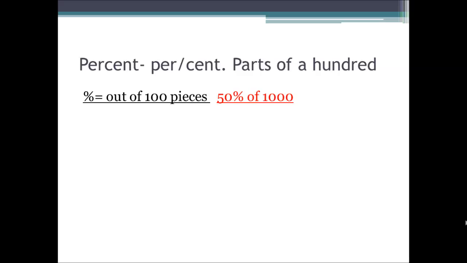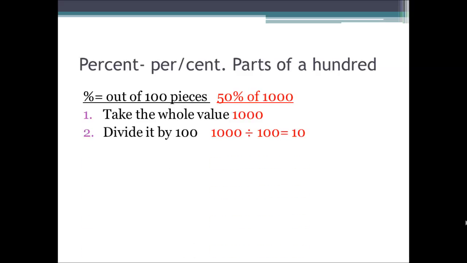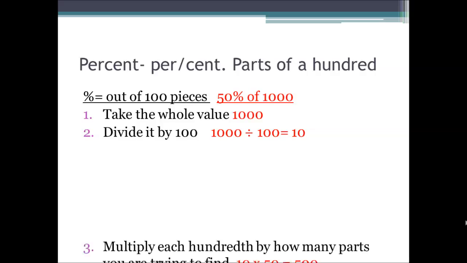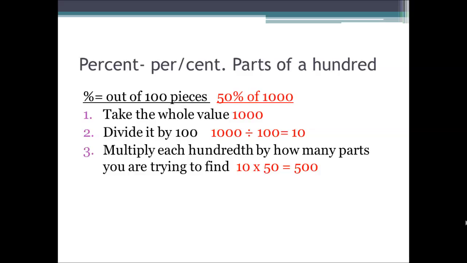Let me give you an example. If I'm looking for 50% of 1,000, I'm going to take the whole value. Now, the whole value in this case is the 1,000. We're going to divide it by 100. The reason we're doing that is because we're trying to find out what 1 out of 100 pieces, what that value is going to be. Once I know what 1 piece out of 100 is, then I can times it by the 50, because we're trying to find 50%, which is 50 out of 100 equal pieces. So in other words, 10 multiplied by 50 equals 500. So therefore, 50% of 1,000 equals 500.